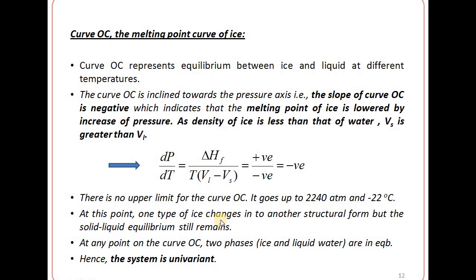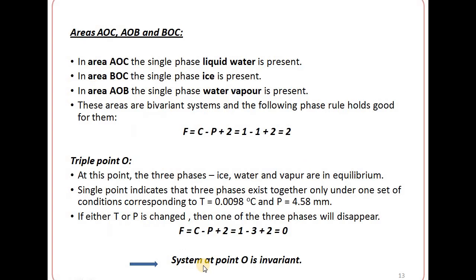Now at this point, one type of ice is changing into another structural form. That will all be discussed later on in the phase diagrams. At any point on the curve OC, the two phases in equilibrium are ice and liquid water, and the system will again be univariant, as in the case of the other lines. Along this line also the system will be monovariant or univariant.